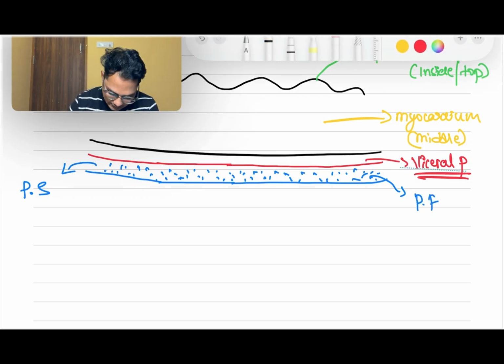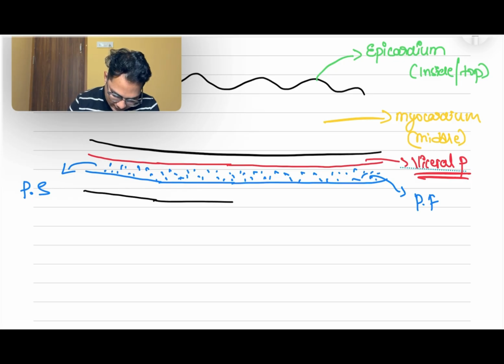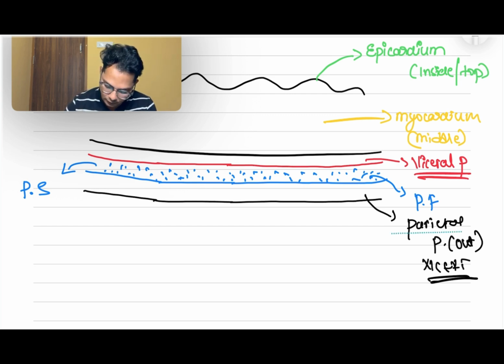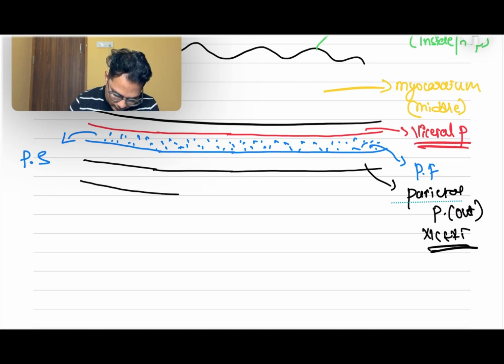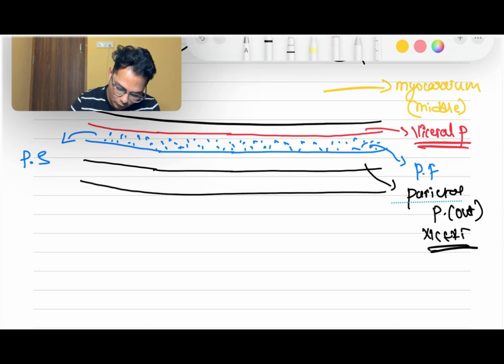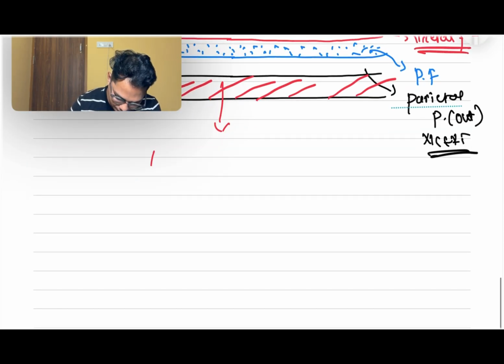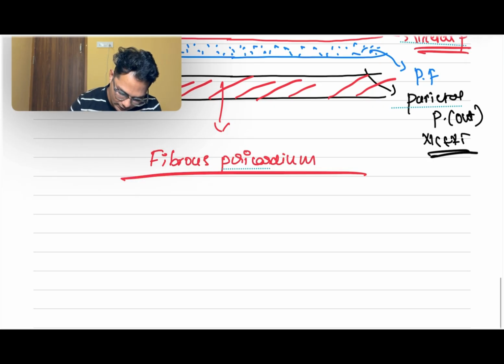And after this, there's one more layer. This layer is called as parietal pericardium. It's present on the outside, as you see in the NCERT. Okay, and after this, there's one more layer, the last and outermost layer. I'm gonna label it like this. This is called as fibrous pericardium.